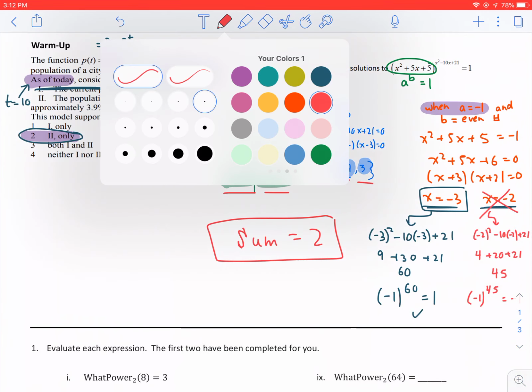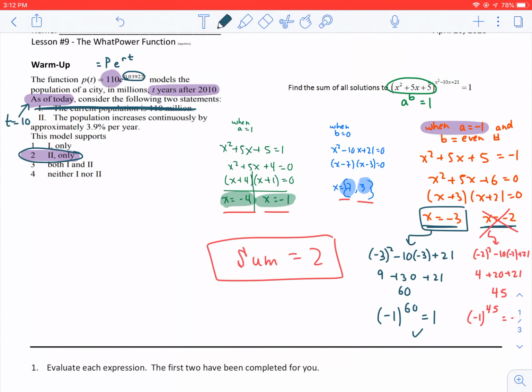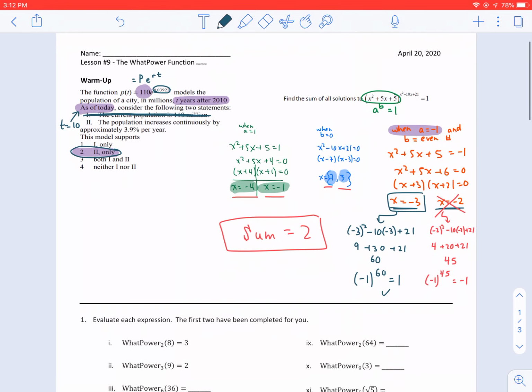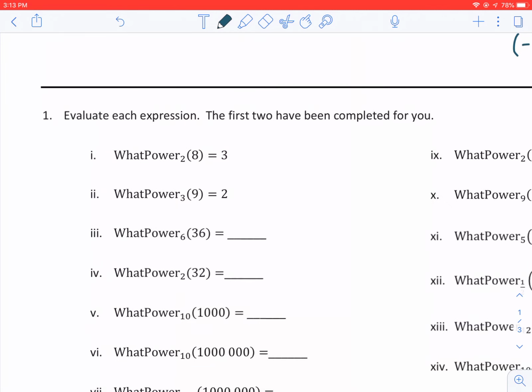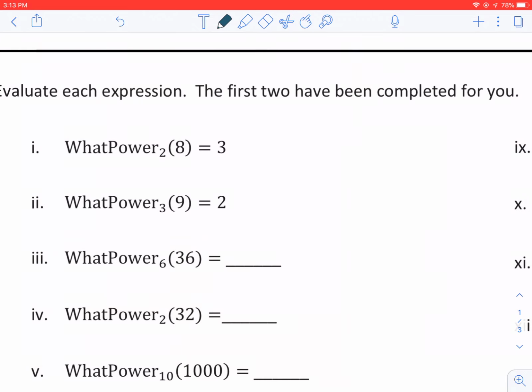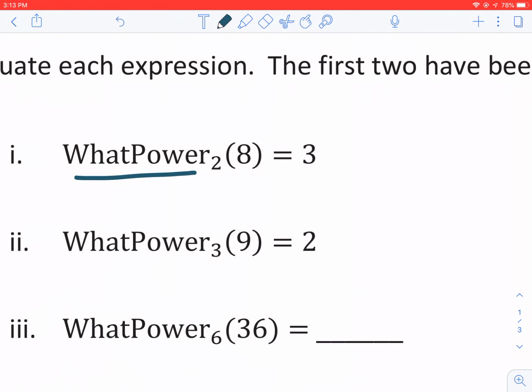Alright, so that was some good review. On to today's lesson, the WhatPower function. So in class, I probably just let you talk with a neighbor and try to figure this out based on the first 2 completed problems. But I see WhatPower with a little subscript 2 and an 8 in parentheses, and that's equal to 3. So what the heck is going on here?